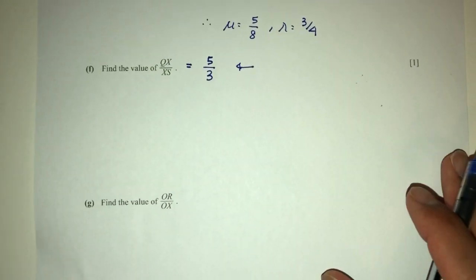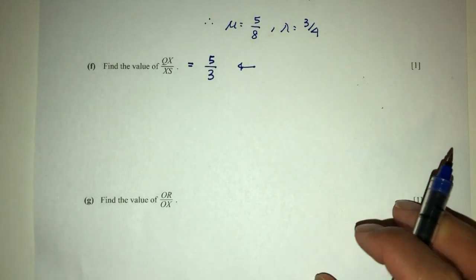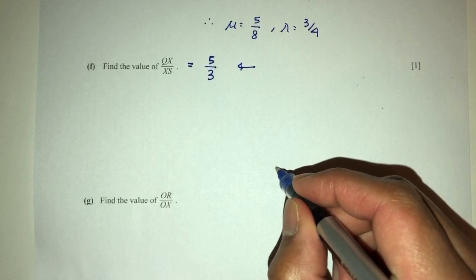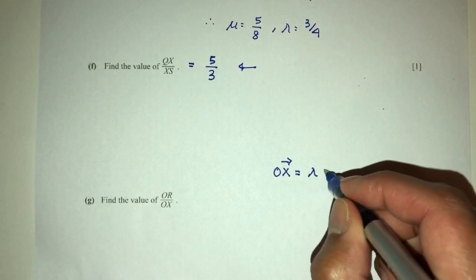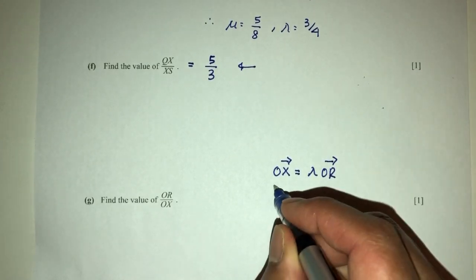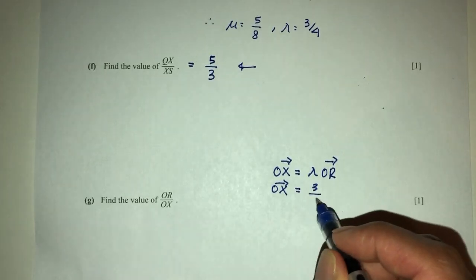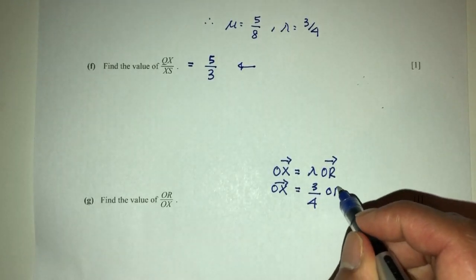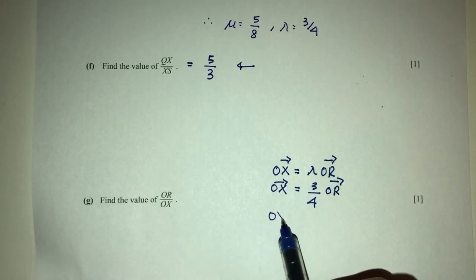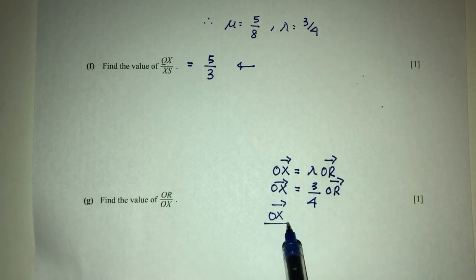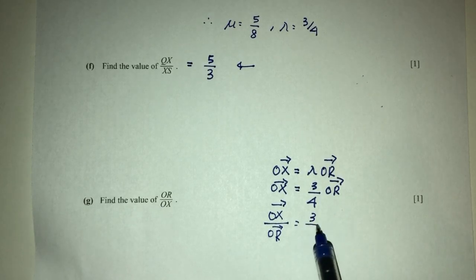Now for part G, find the value of OR over OX. Okay, so same thing, my equation was from part D, sorry, it was OX, ratio of lambda OR. So OX, lambda is 3 over 4 OR. So we just have to send this over here. You will have what? OX divided by OR on both sides. You will have 3 over 4.